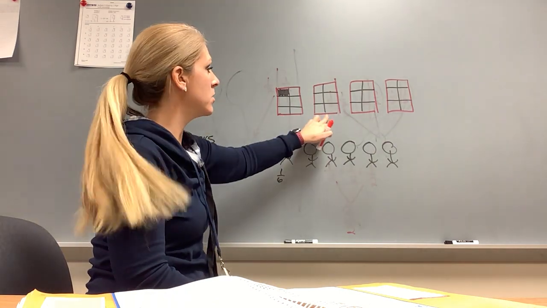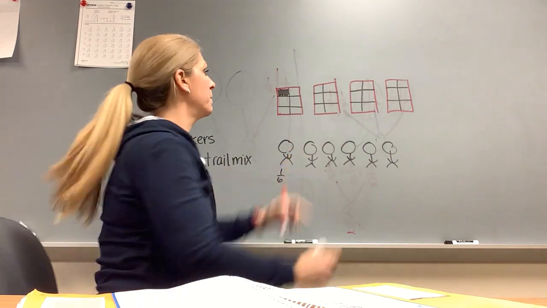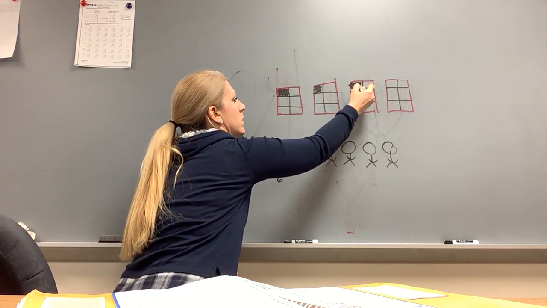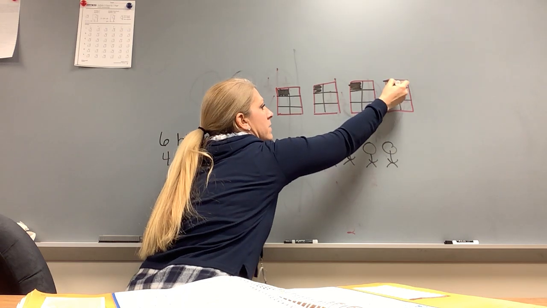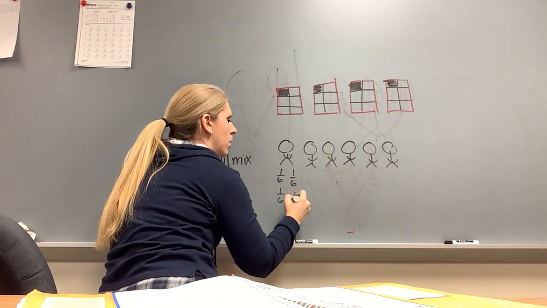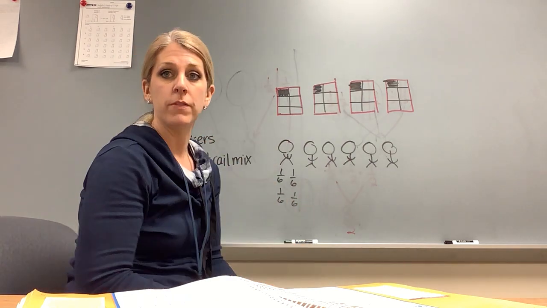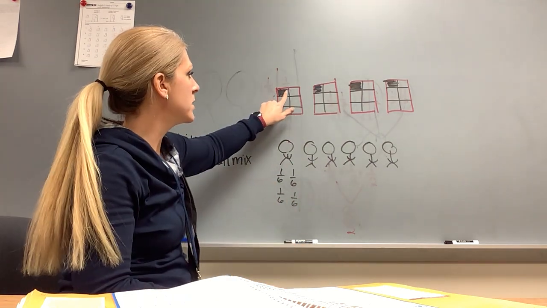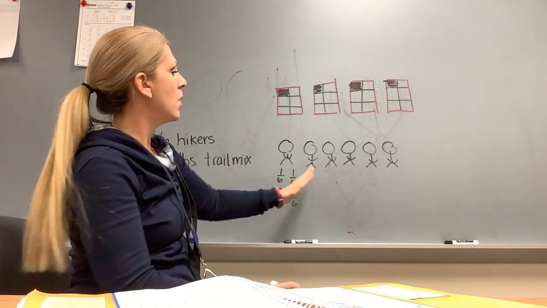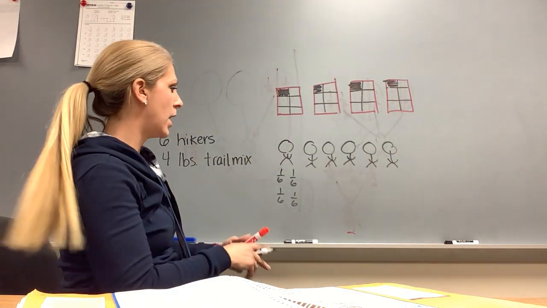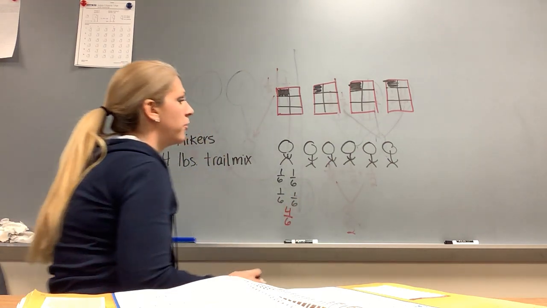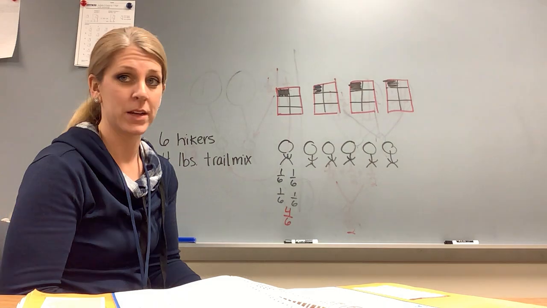But then he also gets 1/6 of this one. He also gets 1/6 of this one. And he gets 1/6 of the last one. So he ends up getting a piece of all 4 of them. So we've got 1/6, 2/6, 3/6, 4/6. And we could say the same for each of the other hikers that follow. So altogether, this guy got 4/6 of the trail mix.